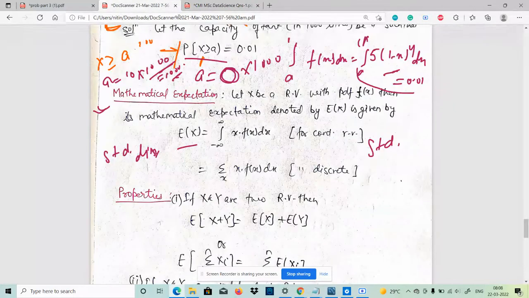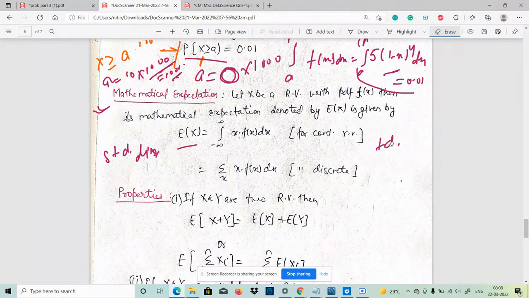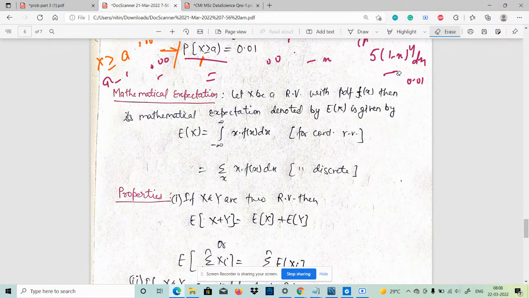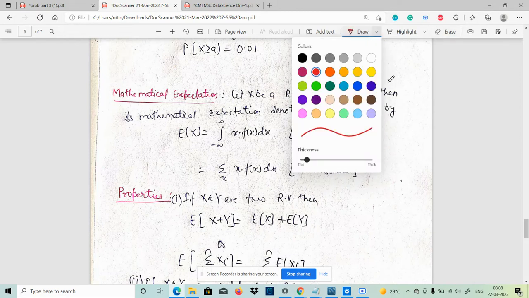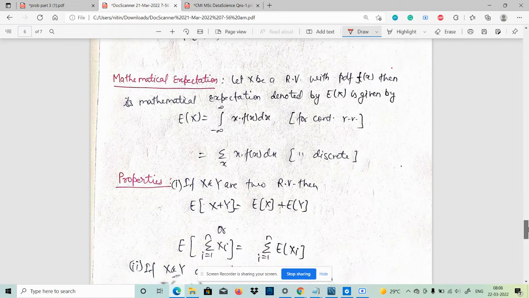For this, let's discuss something called mathematical expectation, because I saw that in some particular questions they have asked about the mathematical expectation. Generally, mathematical expectation is nothing but finding the mean of a particular random variable x, that is expectation of x. And in general you can find the mathematical expectation of any power of a random variable; it's not only the expectation of x.